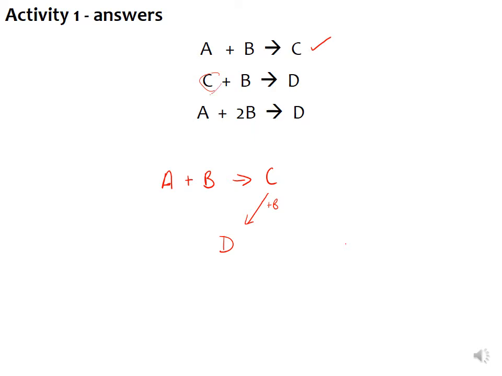Now, we can see here that D is also formed by A reacting with 2B. So D can be formed by A reacting with B, but we need two B's, so I'm going to put just another B there. And that would be the cycle. So that one's fairly simple. Okay, if you didn't get that one, just go back and maybe have a look at it again.